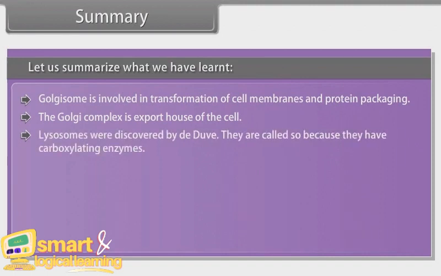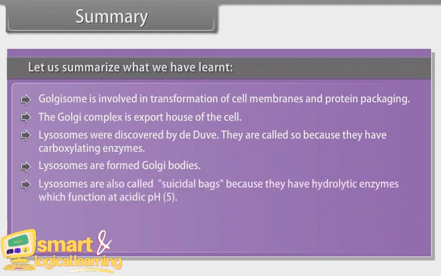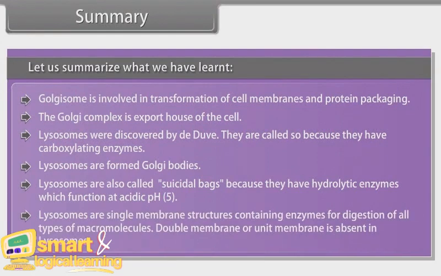Lysosomes were discovered by De Duve. Lysosomes are formed by Golgi bodies. Lysosomes are also called suicidal bags because they have hydrolytic enzymes which function at acidic pH 5. Lysosomes are single membrane structures containing enzymes for digestion of all types of macromolecules. Double membrane is absent in lysosomes.